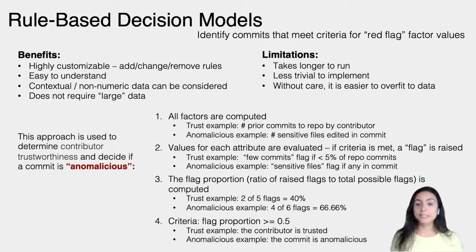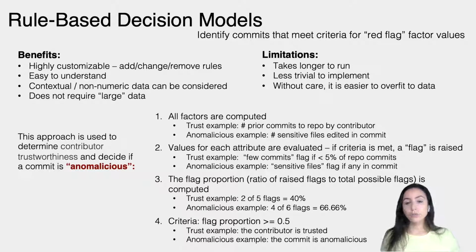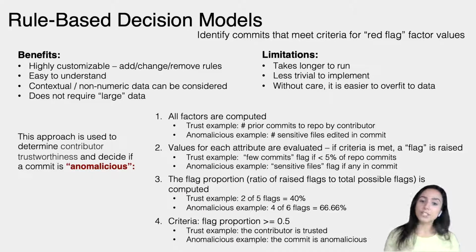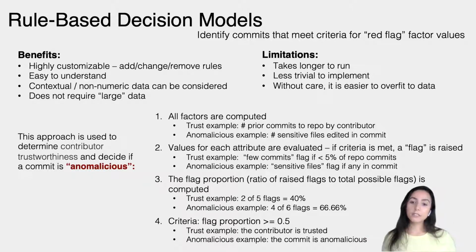Anomalicious uses a rule-based decision model. The process works so that all of the factor values are computed, and then a configuration file is referenced to see if the value meets a specific criteria. If it does, then a red flag is raised, where a red flag is a rule violation. Then the flag proportion, the ratio of raised flags to possible flags, is computed. And then we compare this proportion of violated rules or red flags to another criteria.